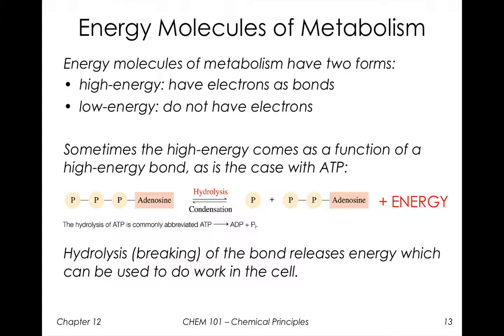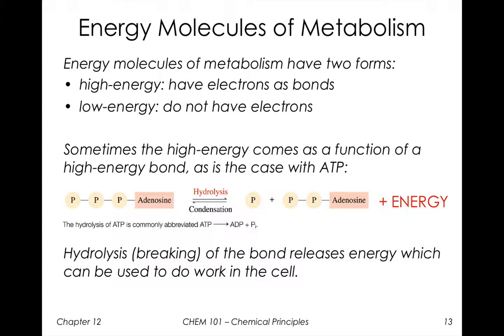So a little bit of information here on these energy molecules of metabolism. Energy molecules of metabolism have two forms, either high energy or low energy. And high energy ones have the electrons stored as bonds in the molecules, and the low energy ones don't have electrons. Remembering that electrons represent energy, if they don't have the electrons, they're low energy. And so we're going to talk about different ways that we can have that energy in those electrons harnessed.